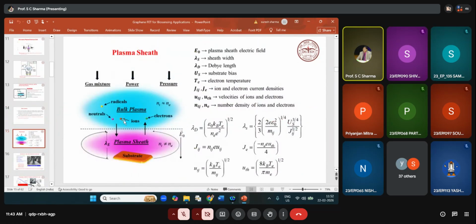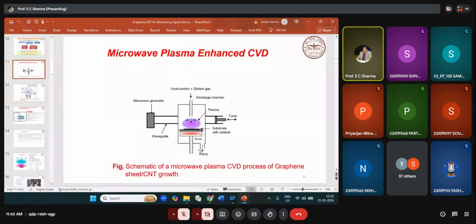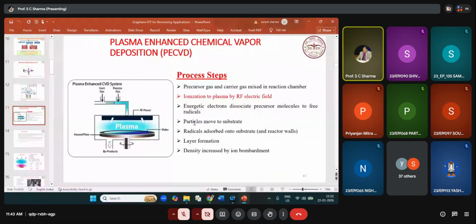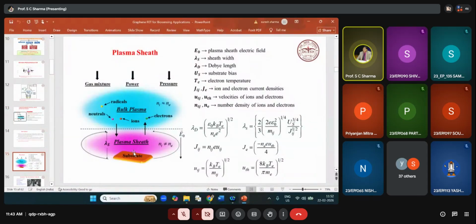So this is bulk plasma and this is plasma sheath. In case of bulk plasma, this quasi-neutrality condition is satisfied, and it says ion density is approximately equal to electron density. But plasma sheath is formed in both the devices. This is plasma sheath in PECVD and MPCVD, so the process is occurring in the presence of plasma sheath. In plasma sheath, the quasi-neutrality condition doesn't hold.